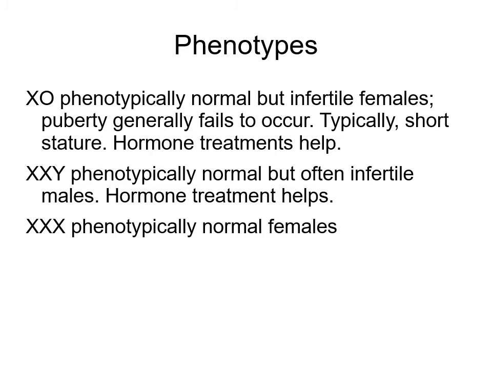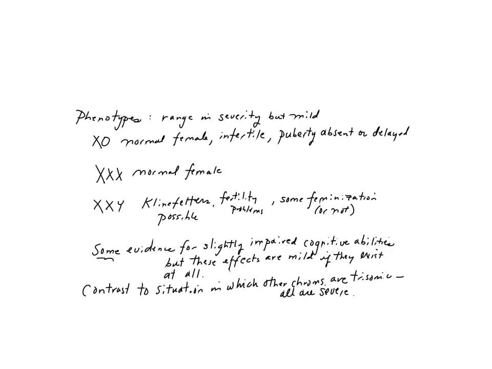XXY is phenotypically normal, but often infertile. And there's a great range of phenotypes here. Sometimes there's some degree of feminization, maybe slight cognitive problems, but not much. But there's such a range that goes from completely normal, where you wouldn't know he had a chromosome problem, to something where he needs some medical attention, and hormones, of course, help here too. And the triple X females are phenotypically normal.